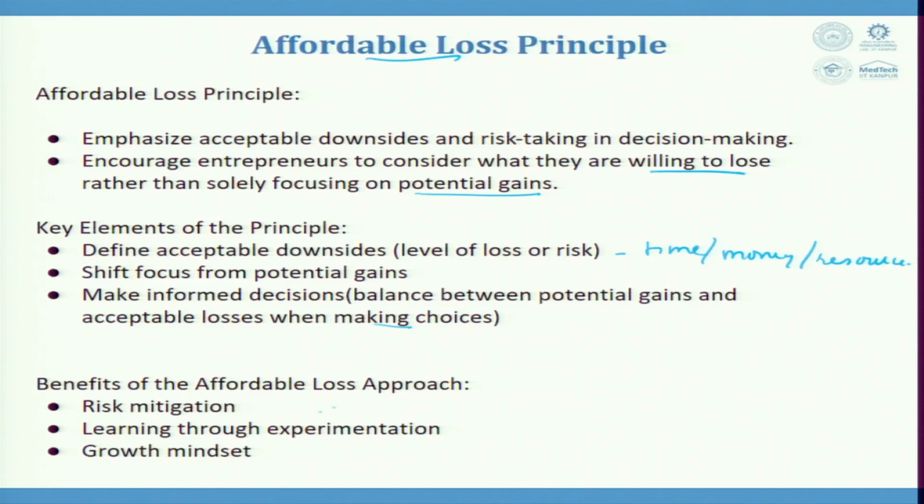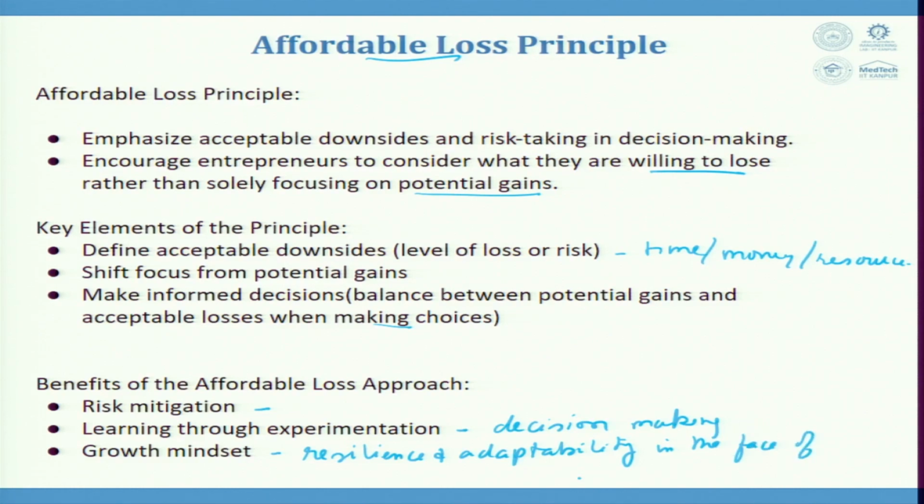Then what are the benefits? Risk mitigation is taken in a big way. Then learning through experimentation, it is focusing on decision making. Then growth mindset. So, it talks about resilience and adaptability in the face of uncertainty. Okay. So, these are some of the benefits of affordable loss.